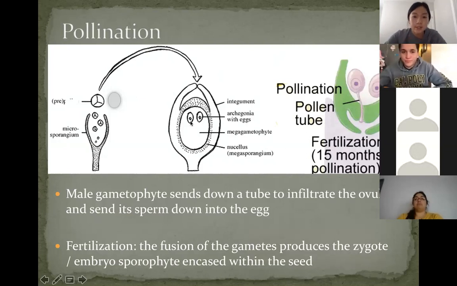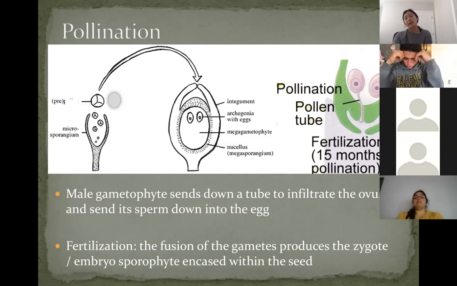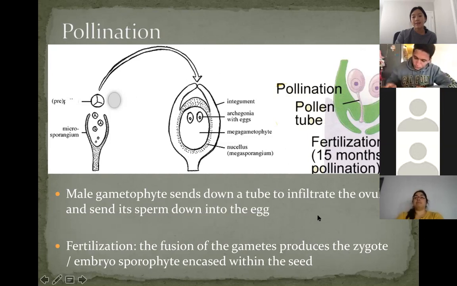It's going to burst to release the 2 sperm, and then it'll fertilize the eggs, and then eventually produce a new embryo. So again, like what it basically says here, the male gametophyte sends down a tube, that's specifically the pollen tube, to infiltrate the ovule and send down its sperm into the egg. So if you look right here to the right, this is essentially what it'll look like. Once that pollen grain landed on the micropyle, it'll produce the pollen tube, it'll burst, release the sperm, and then it'll fertilize the egg. Once again, even though it produces 2 sperm and 2 egg, usually only one of them will survive, and only one embryo will live basically.